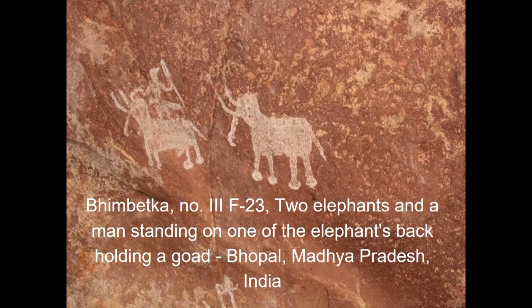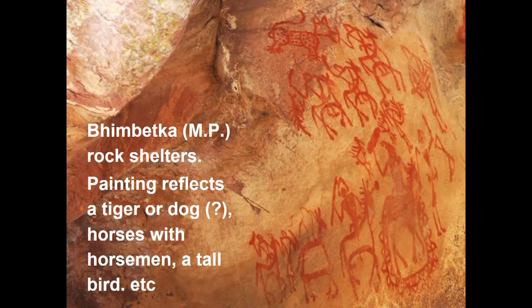And in Bhimbetka you get to see 2 elephants and a man standing on one, which also depicts the kind of daily activities around them. And another example which we have already seen is the painting reflecting a tiger or a dog, with horses with horsemen and tall birds.